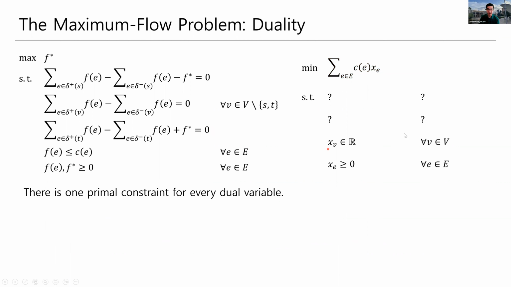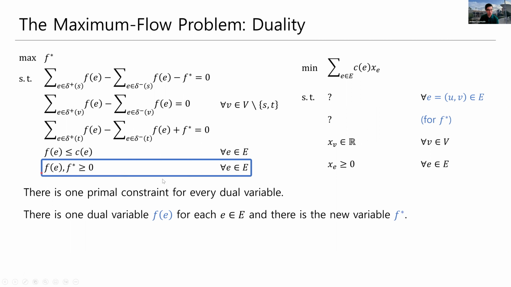Okay, so we've got our variables, we've got our objective function. All that's left is we need to go off and get our primal constraints. Where do the primal constraints come from? Well, just like dual constraints gave us primal variables, primal constraints come from dual variables.